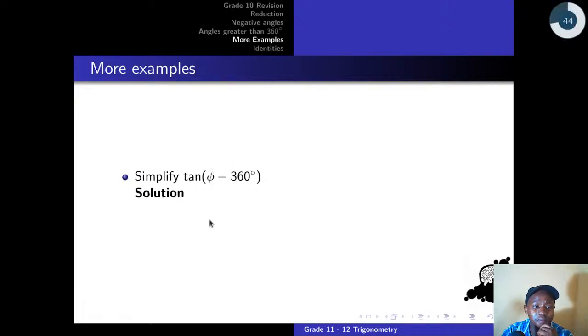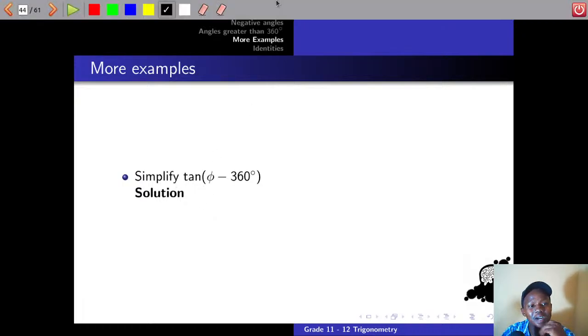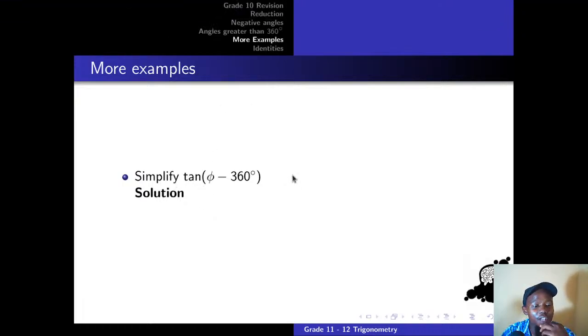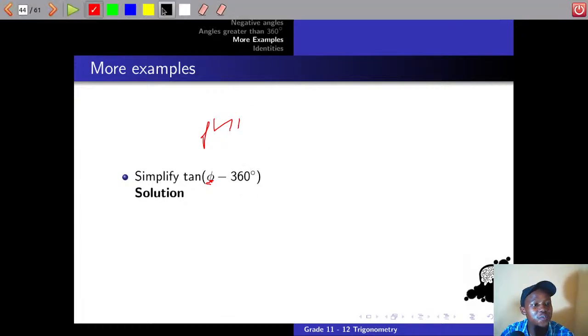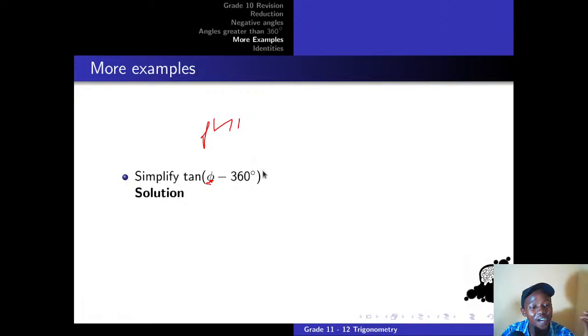Here's another example. We have the tan of phi minus 360 degrees. Now, for those of you who are unfamiliar, this is the Greek letter phi. It's pronounced phi and it's spelled P-H-I. So we have tan of phi minus 360 degrees. Once again, we can write this as a tan of negative, and then we write this as 360 minus phi.